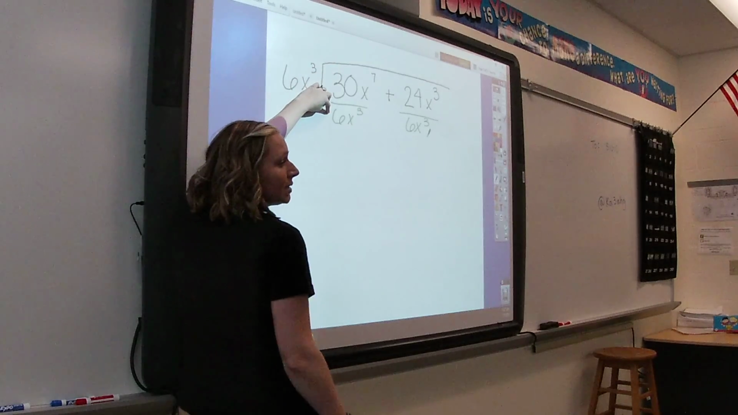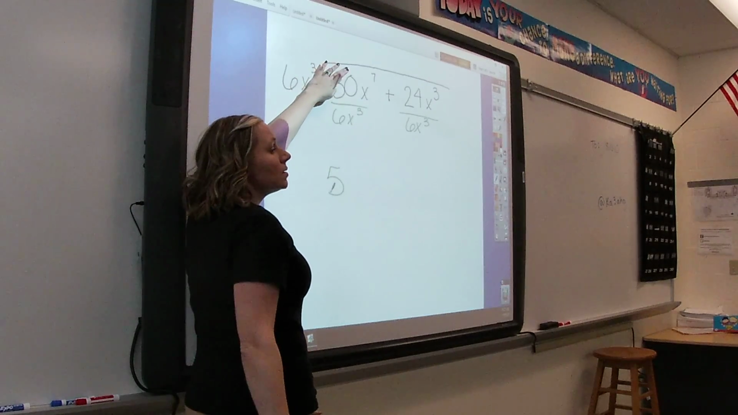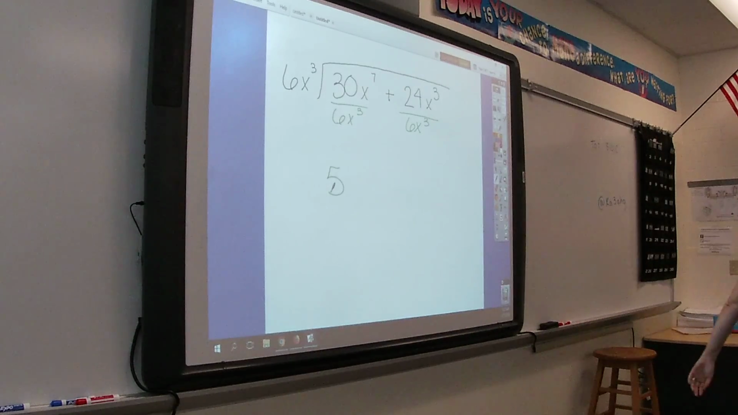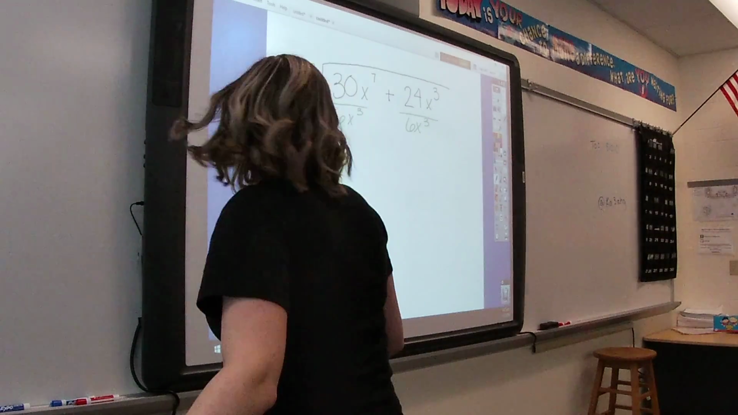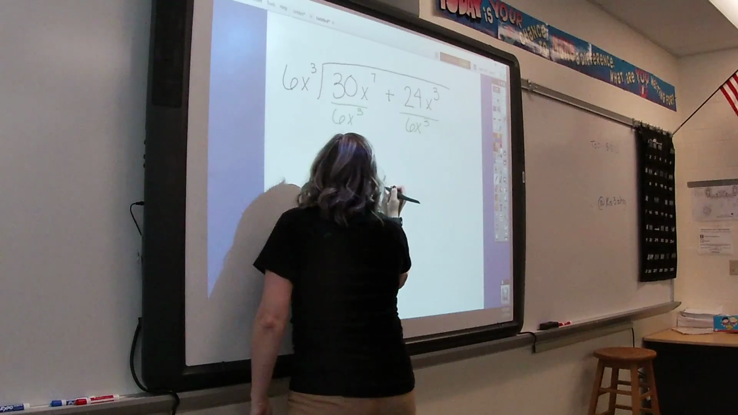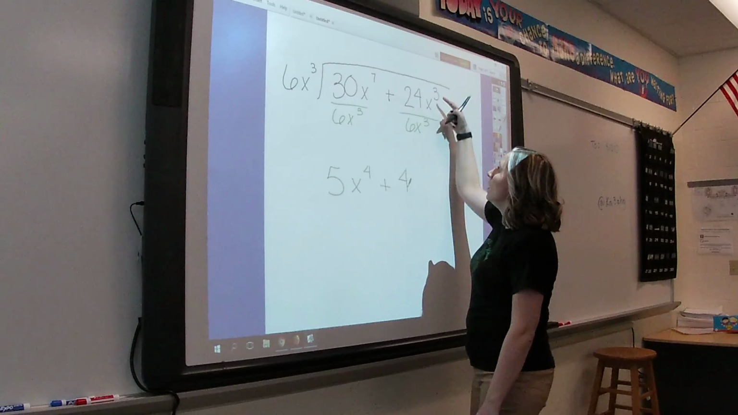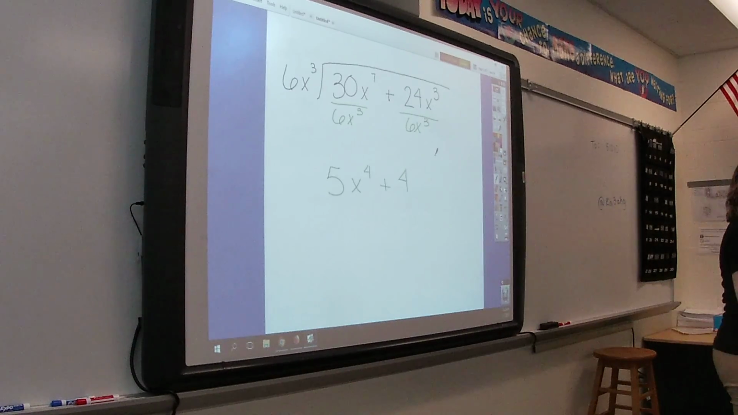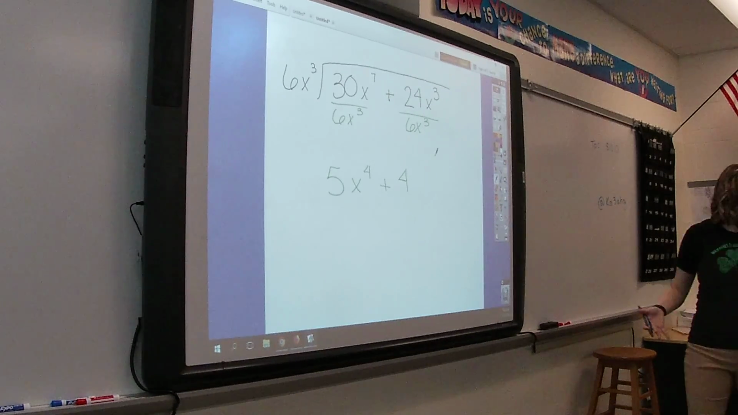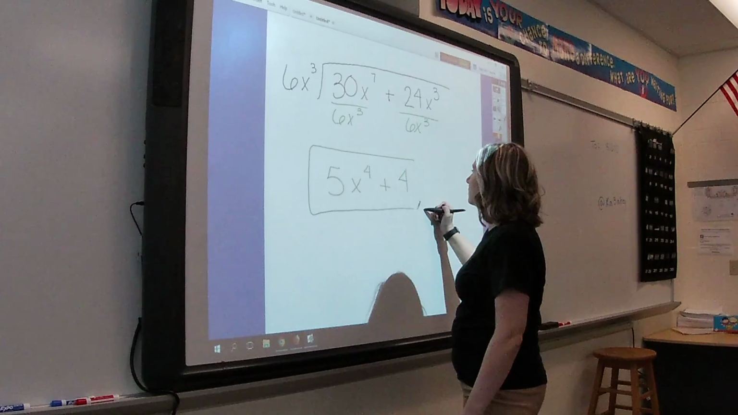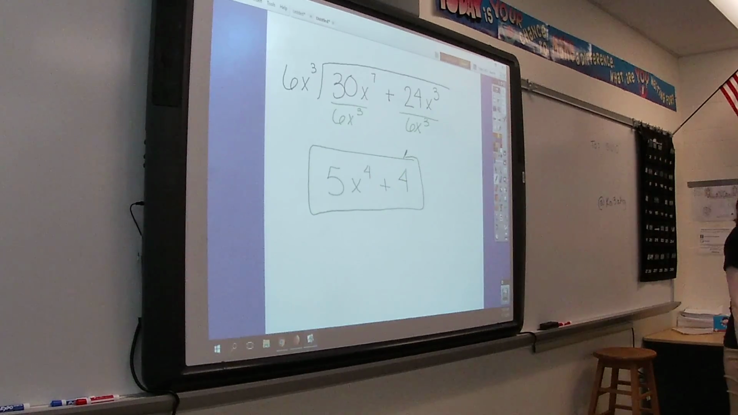30 divided by 6 is 5. 7 minus 3 is 4. So we'd have 5x to the 4th. 24 divided by 6 is 4. 3 minus 3 is 0. So do we even need to write it down? No, right? Because x to the 0 power is really just multiplying by 1. So no need to write that. So that would be our answer.